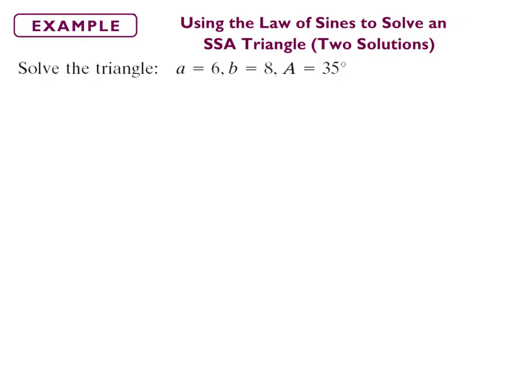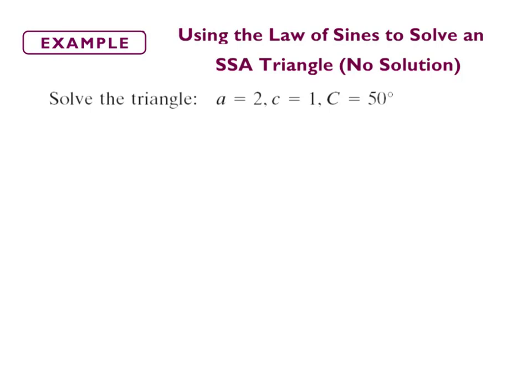So I'm not going to do this one. It has two solutions. It's just doing exactly the same. I do want to do this one. This has no solution. So I want to show you what it looks like when you have no solutions, just so it doesn't panic you. So here's A, B, C. A is equal to 2, and c is equal to 1, and this capital C is equal to 50.